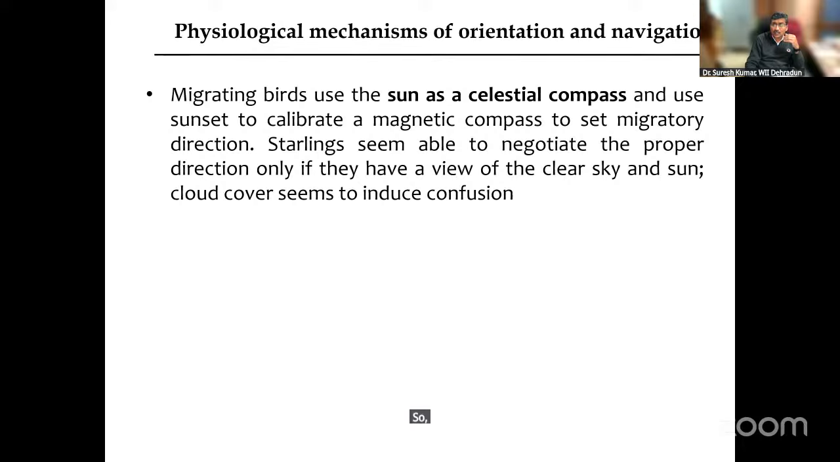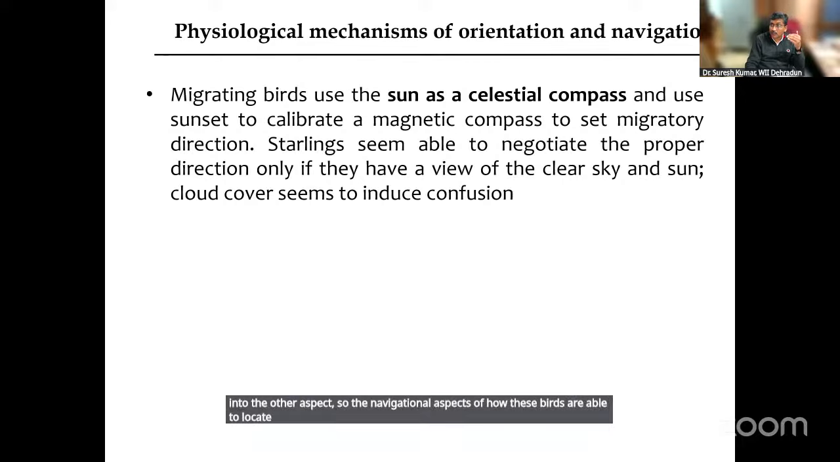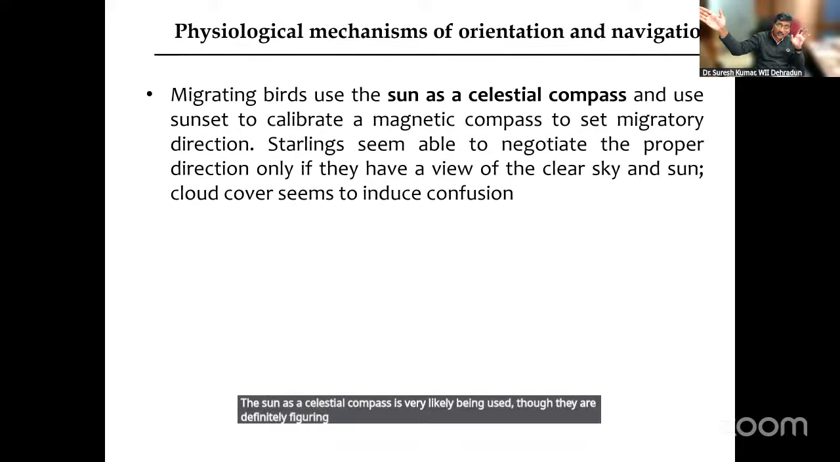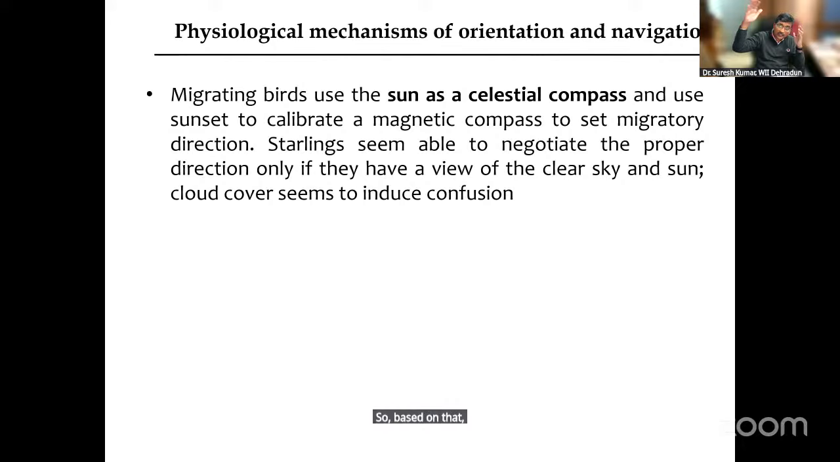So we get into the other aspects, the navigational aspects of how these birds are able to locate their destinations or how they know the directions. Definitely, while in flight, they're using certain compasses. The sun as a celestial compass is very likely being used. So they are definitely figuring out where the sun is setting and what is the direction in which the sun has set. Based on that, they are able to create these mental maps that they will need to fly in a particular direction.